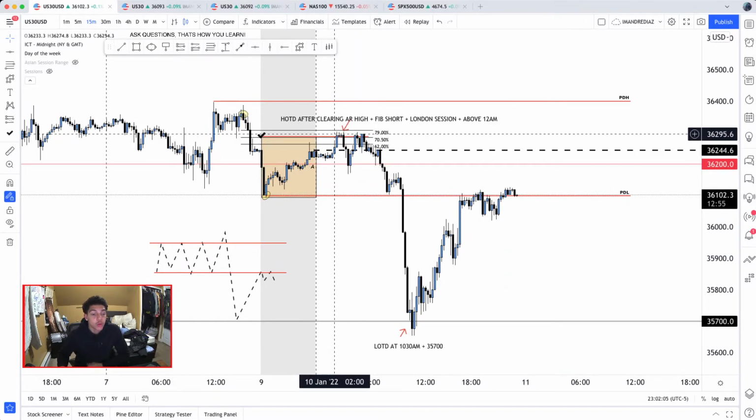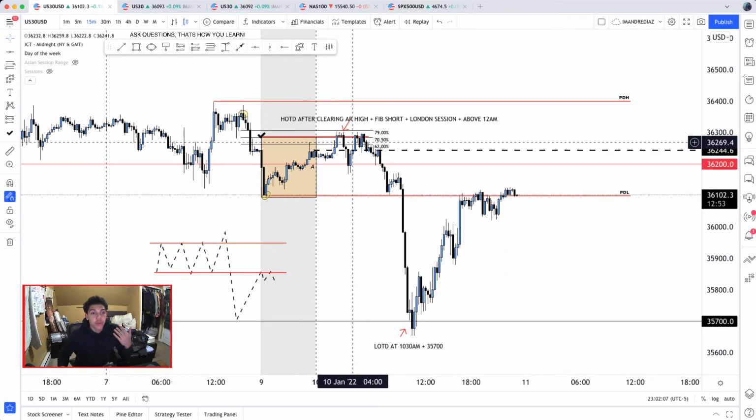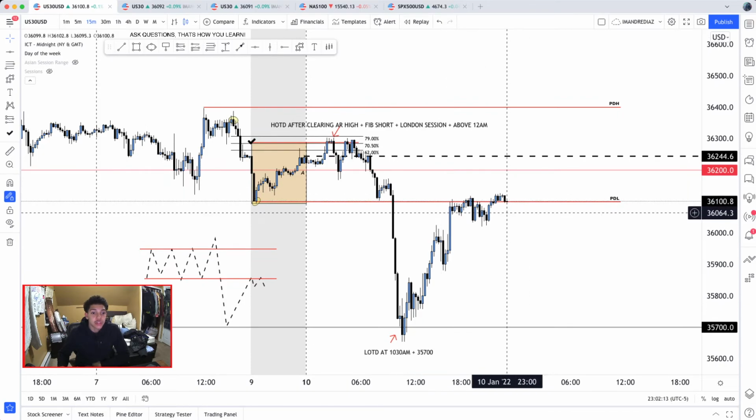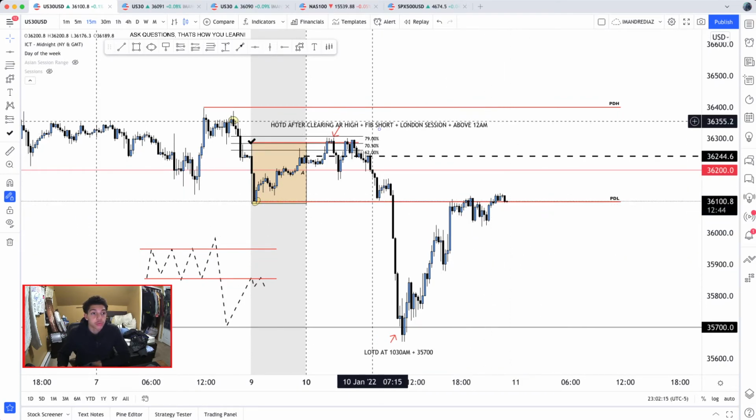The ideal trade would have been looking to short somewhere above the 12 a.m. area around London session, but unfortunately, I do not trade that time. So it is what it is, but this is a clean day. As you can see, price ended up having this retracement to the previous day's low.